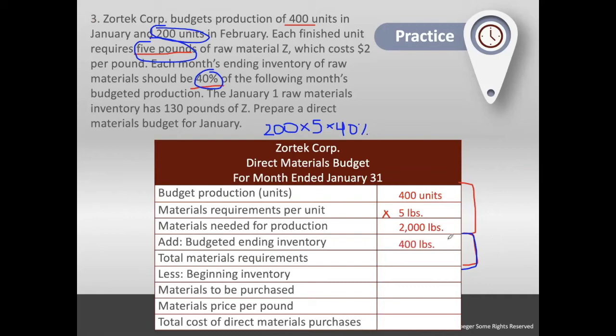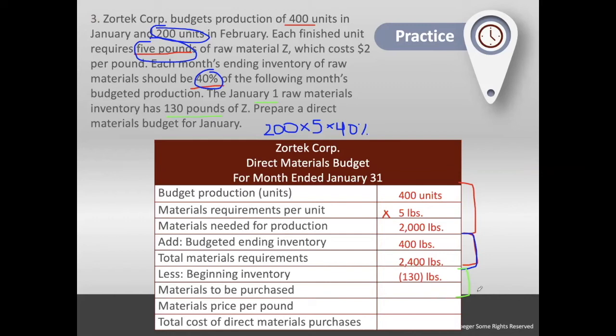We add this together, the 2,000 pounds plus the 400 pounds. So far, our requirement is 2,400 pounds of this material. Our last item to figure out is how many pounds of this material we had on hand at the beginning of this time period. It states in the problem the January 1st raw materials inventory had 130 pounds of this material Z. Our beginning inventory would then be this 130 pounds that we already had on hand. We will subtract this to figure out how many materials need to be purchased.